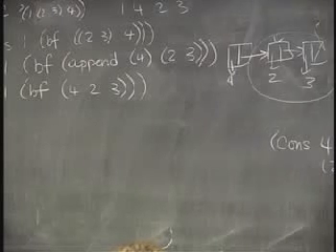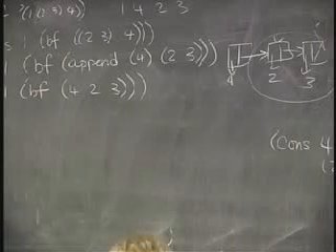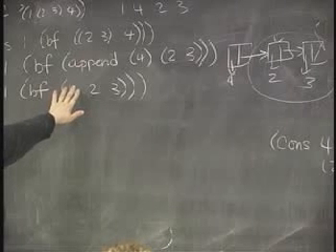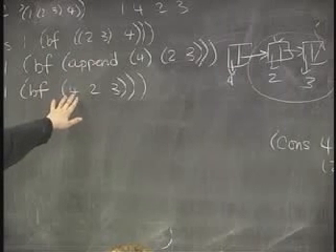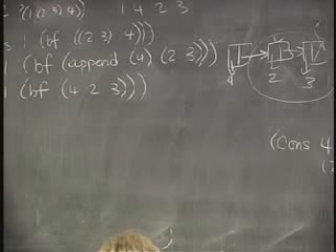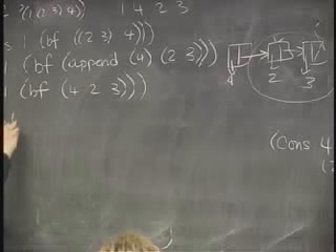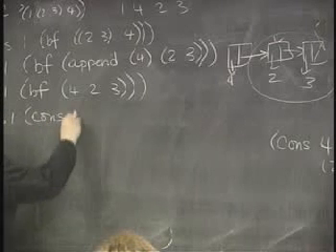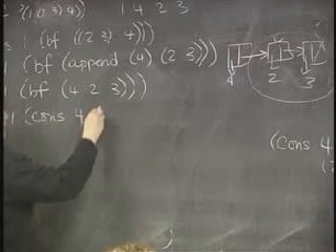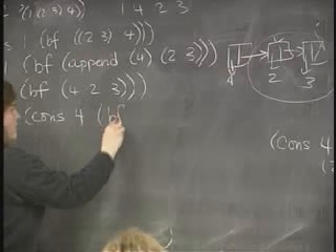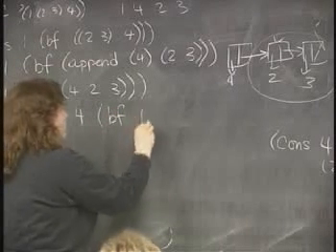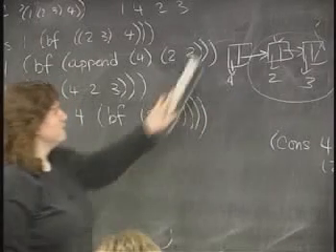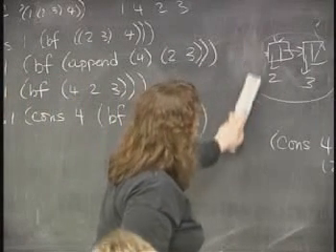Questions so far? Okay. Breadth first, 4, 2, 3. Nil? Not a pair? No. Car a pair? No. Okay. Otherwise, we're going to cons the car of the tree, 4, to the result of calling breadth first on the cooter of the tree, the list 2, 3. This is now our tree.